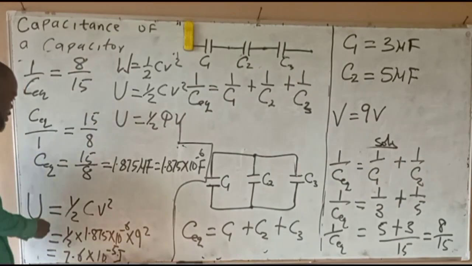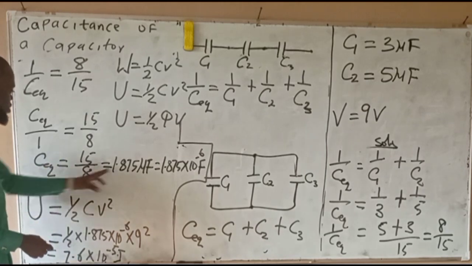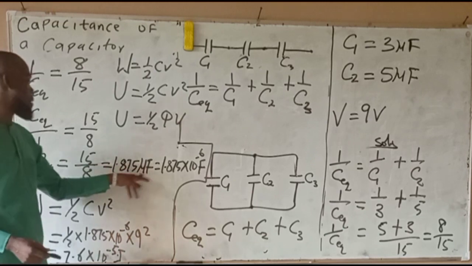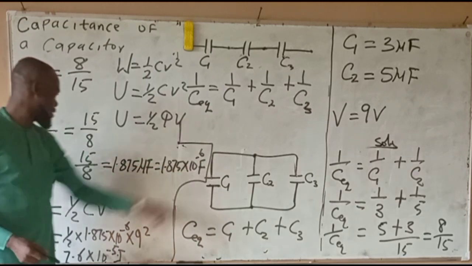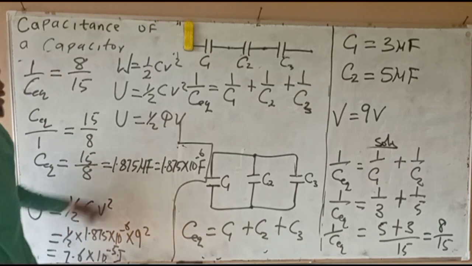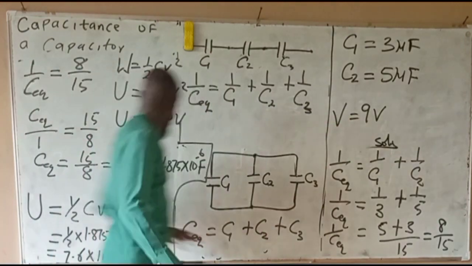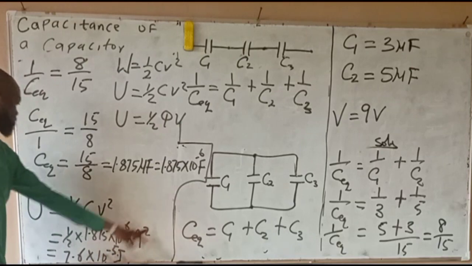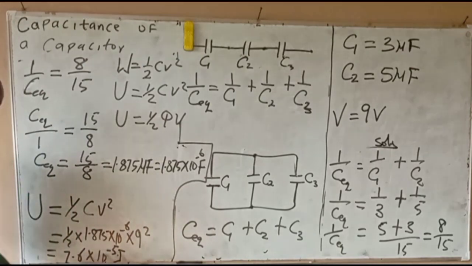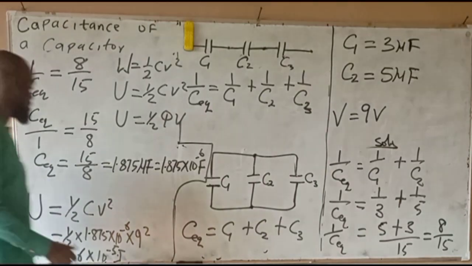If you do this with your calculator, 15 over 8 is going to give us 1.875 microfarad. Remember, micro is 10 to the minus 6, then we have farad. If you substitute this C into this place, and this 9 into this place, you're going to have 9 squared. Multiply on your calculator, you will have this as your final answer. So this is how we solve capacitance of capacitors.